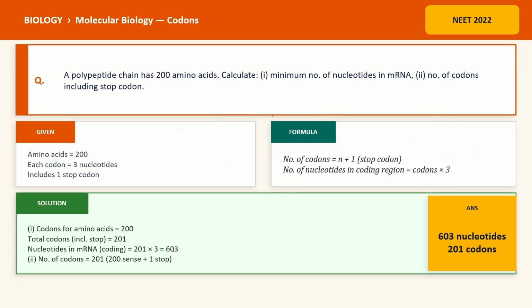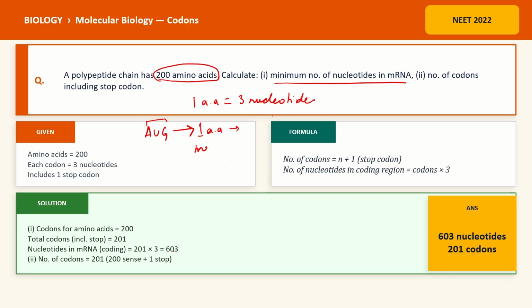So the next question states that a polypeptide chain has 200 amino acids. Now we need to calculate the minimum number of nucleotides in the mRNA. For one amino acid, we know that three nucleotides code for it. For example, we can take AUG. So AUG is a set of three nucleotides here. It codes for one amino acid, that is methionine, right?